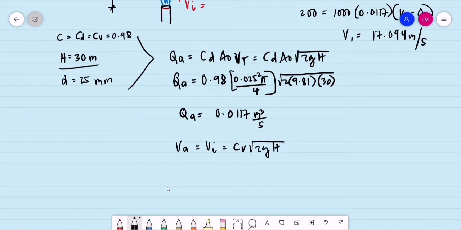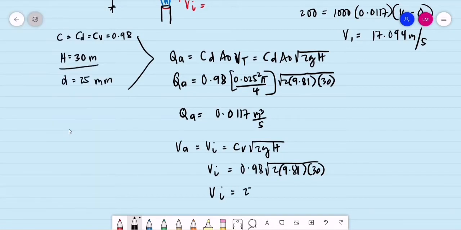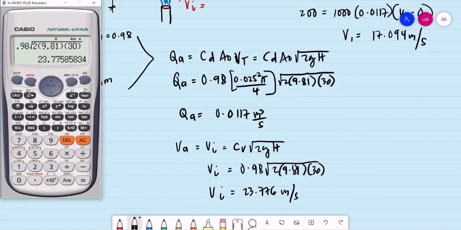So, recall lang natin ng konti yung formula natin sa orifice. So, we have the initial velocity is, okay, C sub v, pareho lang doon sa given kanina, 0.98, times the square root of 2 times 9.81 under a head of 30 meters. So, initial velocity natin will be equal to 0.98 times the square root of 2 times 9.81 times 30 meters na head. That is 23.776 meters per second. Check natin.